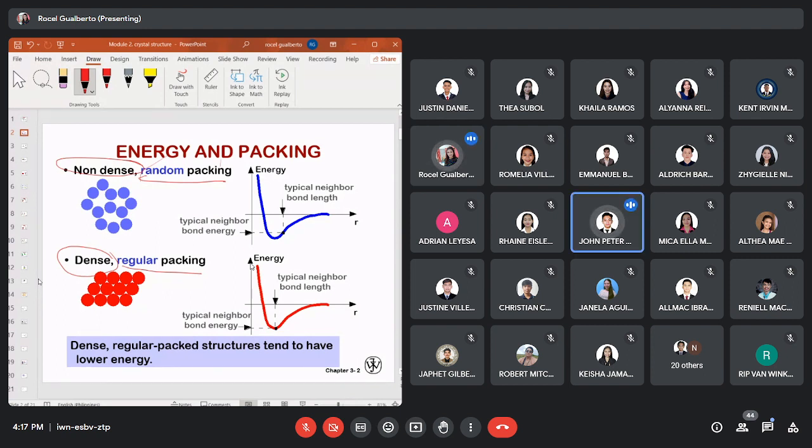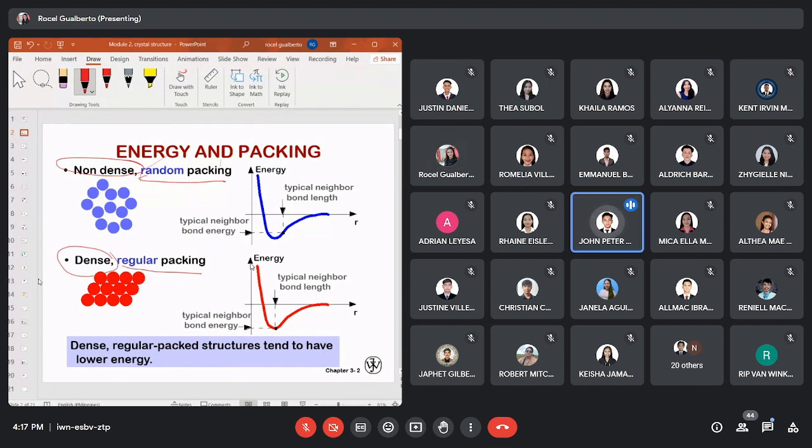Doon po sa yung sa Cartesian plane po nila, yung sa blue po, lumampas po ng medyo doon sa may dash line na typical neighborhood energy.